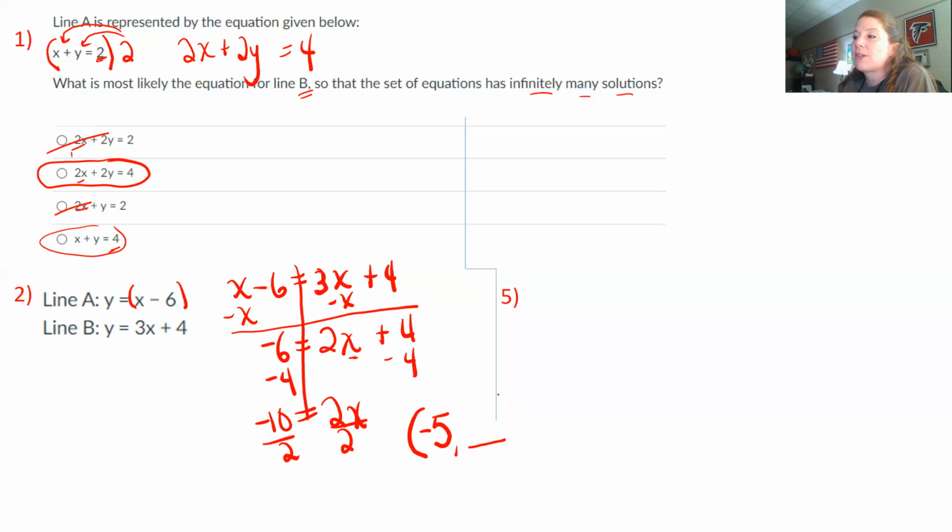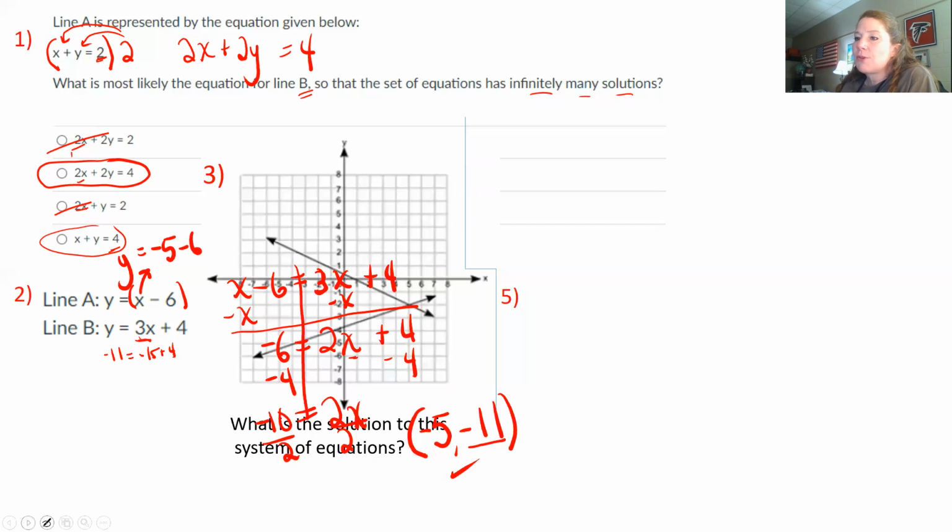That's my x value. To get my y value, I'm going to plug in negative 5 for x. So right here, instead of x, I'm going to write negative 5 minus 6 is equal to y. And negative 5 minus 6 is negative 11. Real quick, I'm just going to make sure that's true on my second equation. 3 times negative 5 is negative 15, and negative 15 plus 4 is negative 11. So I know my answer is correct.